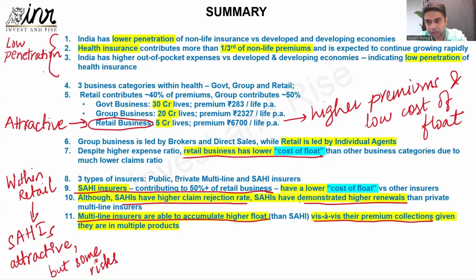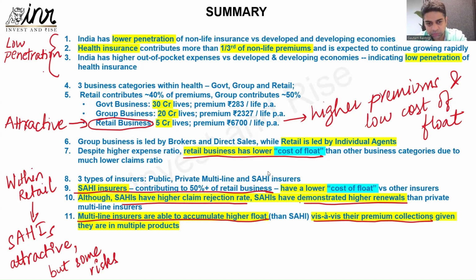And you have three types of insurers. You have public insurers, private multi-line insurers, and standalone health insurers. Public insurers are largely present in government welfare insurance policies, and they have presence in group and retail as well, but majorly they are present in government and group. Then you have private multi-line insurers, which are present across the three business segments, but relatively have a lower presence in retail.